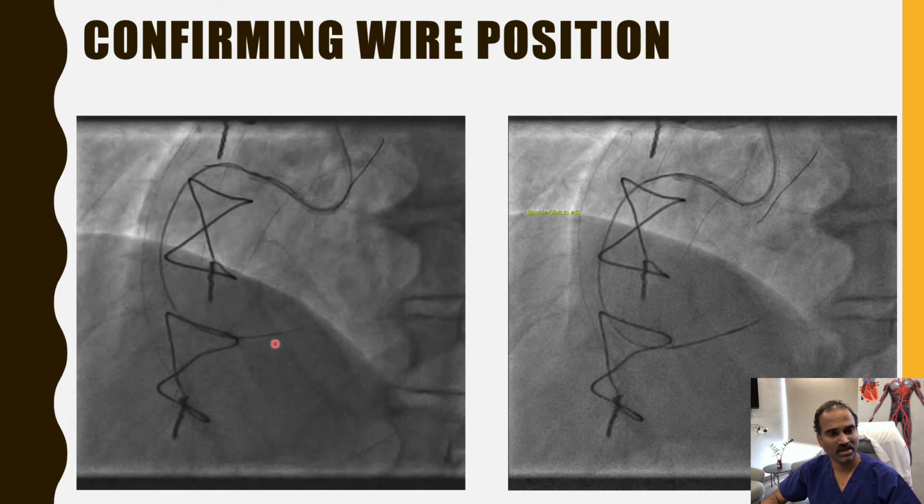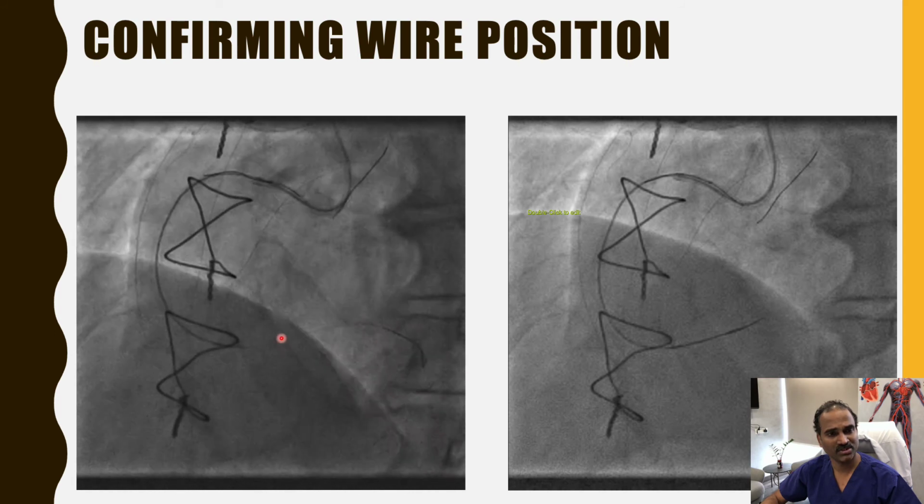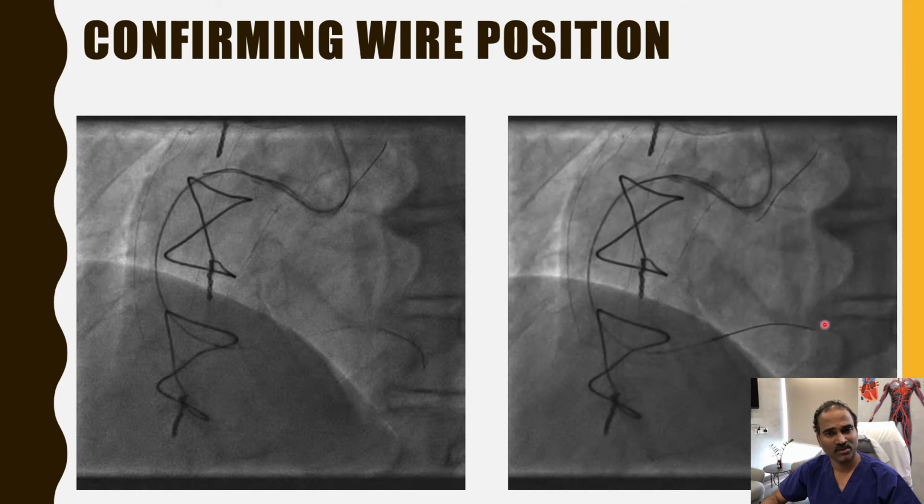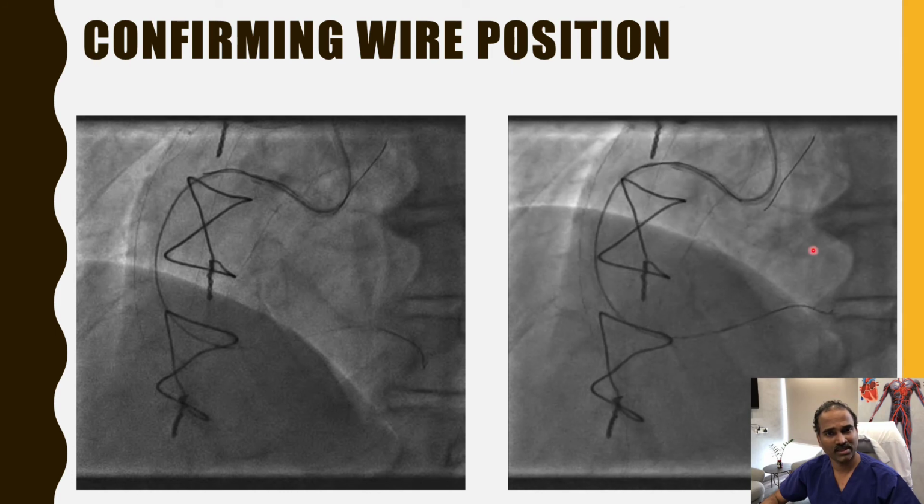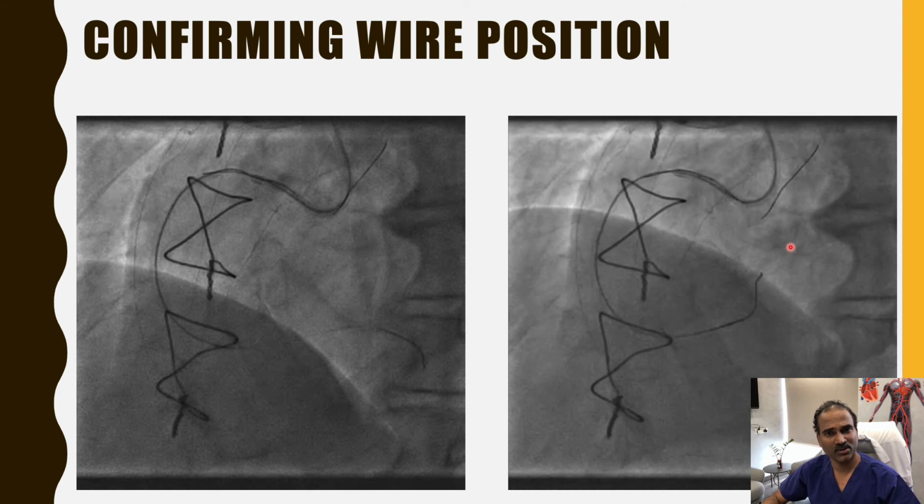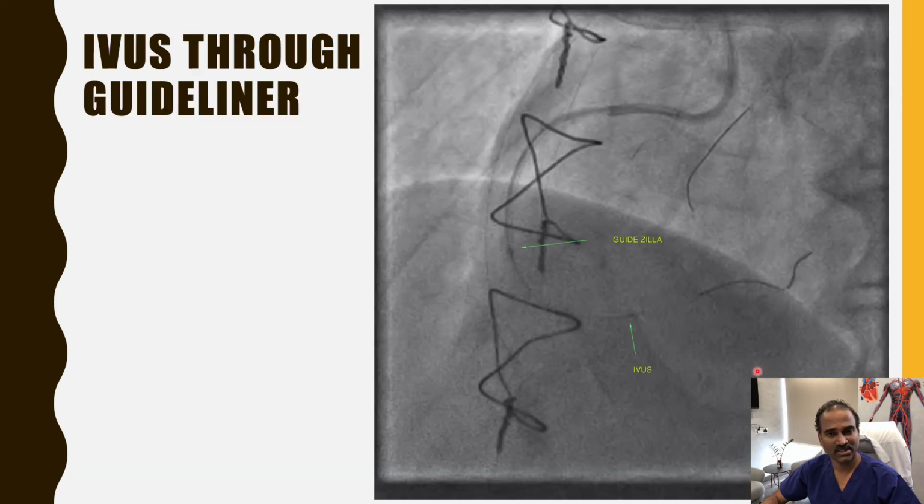We took a wire and entered it into multiple branches. You can see here also, it's going into multiple branches. So I'm again going back, I'm going into the AV groove branch. That says I'm within the true lumen. We shouldn't inject unless we are sure about the lumen. If you inject, you're going to cause hydrodissection and your procedure will end there.